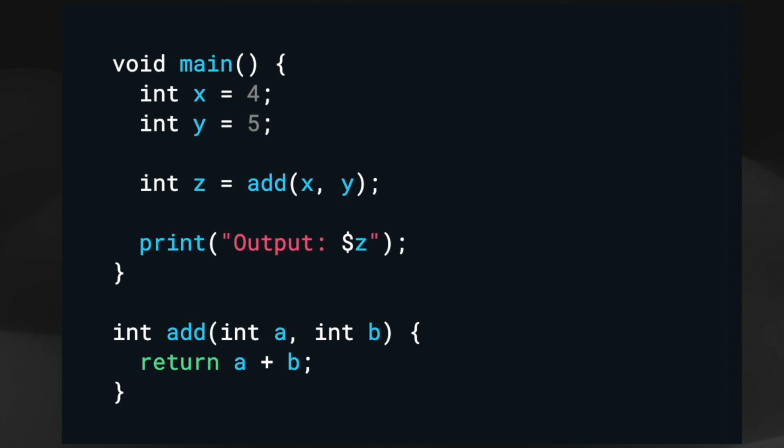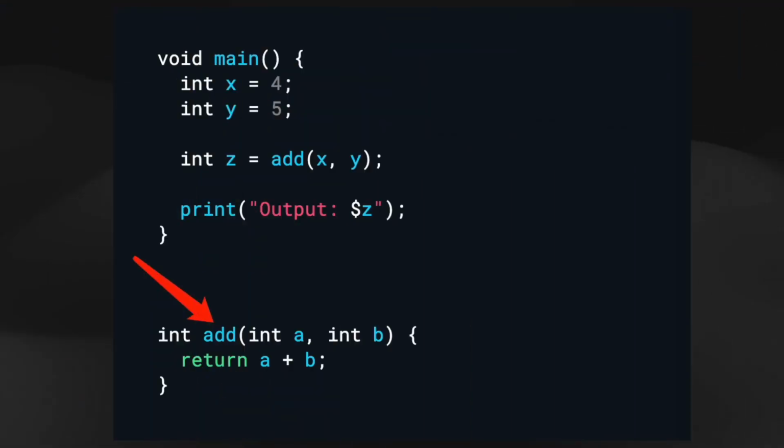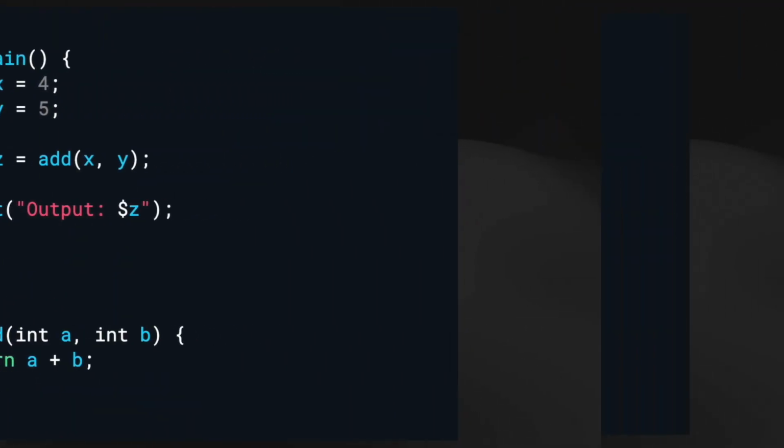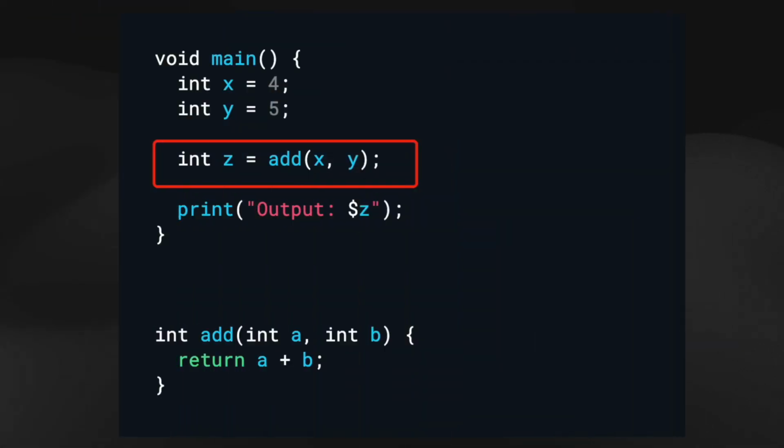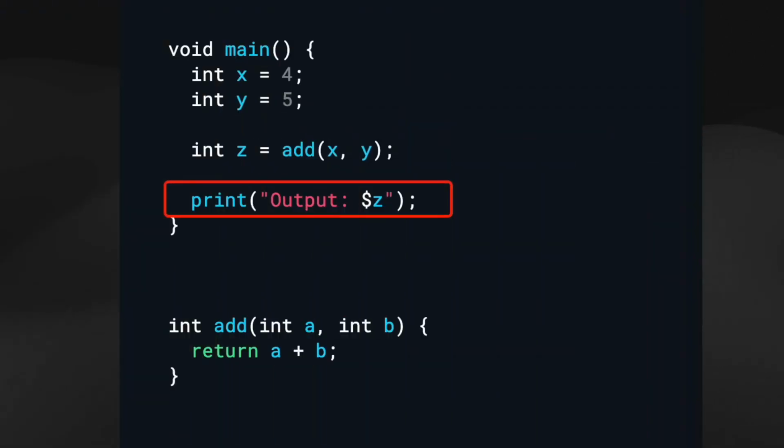In our case, we have two functions, main and add. Our add function is returning a statement, and inside main, we are declaring two variables, x and y, and we are calling the function add and passing those two variables, and after that, we are going to output it.